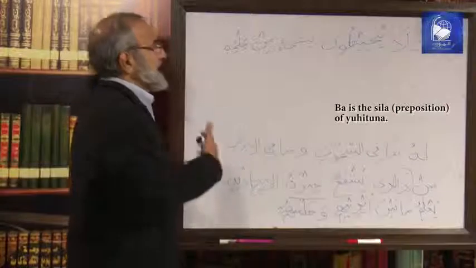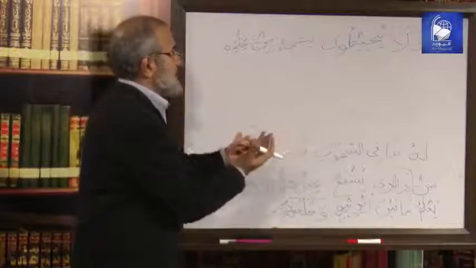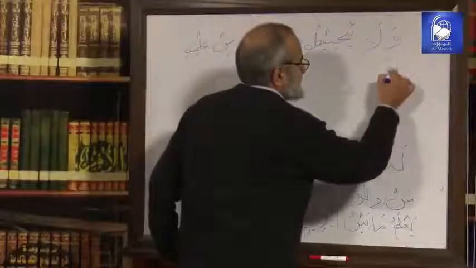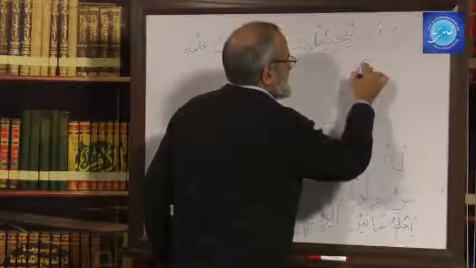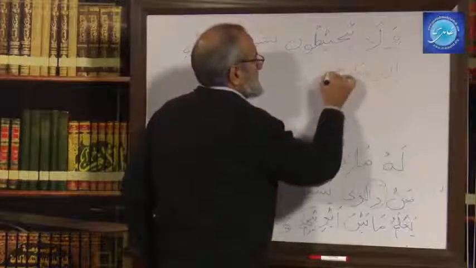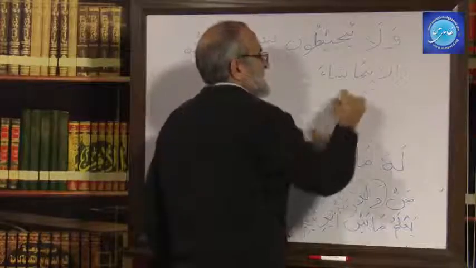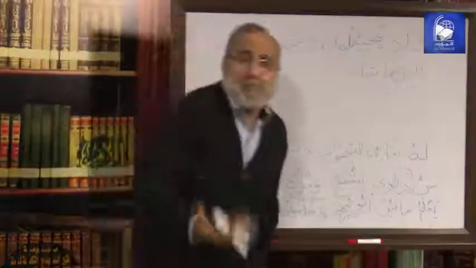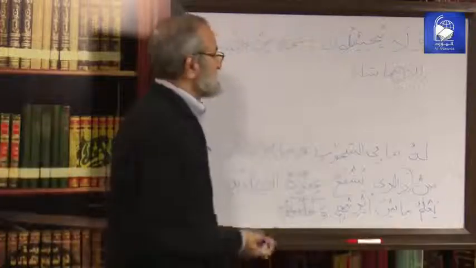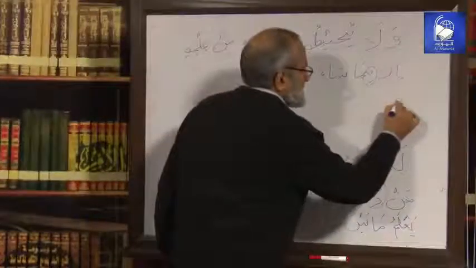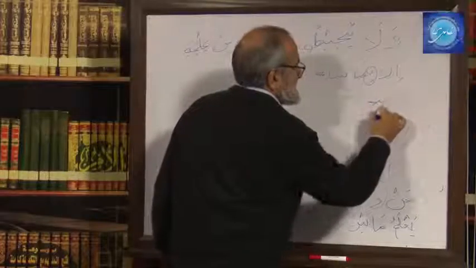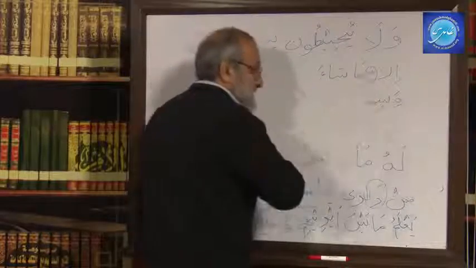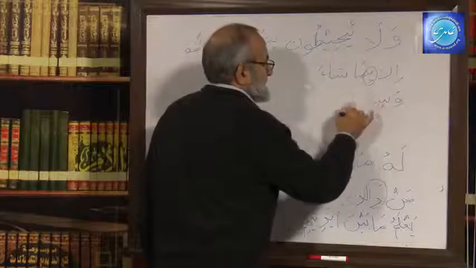Wala yuhituna, and they cannot grasp, take, bishayin, anything, min ilmihi, from his knowledge, illa bima sha'a, except whatever he would desire. Now bima, be is harf jar, but ma is not affected, thereby proving that ma is also a mabni. It doesn't change. Wasi'a kursiyuhu samawati wal ard. Now wasi'a is a verb. It has expanded, stretched. What? His kursi.